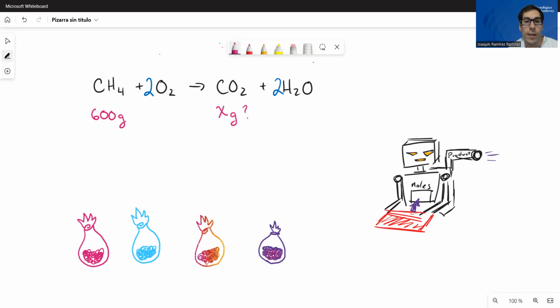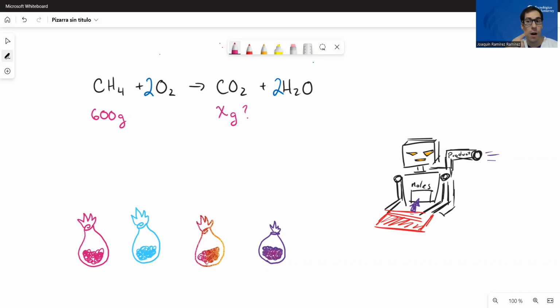You can also look at these coefficients as moles, okay? So 1 mole of methane has to react with 2 moles of oxygen to produce 1 mole of CO2 and 2 moles of water, okay? So we need to speak the language of the moles so we can use the recipe to calculate things, okay?